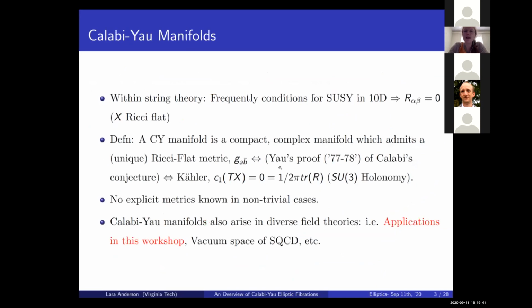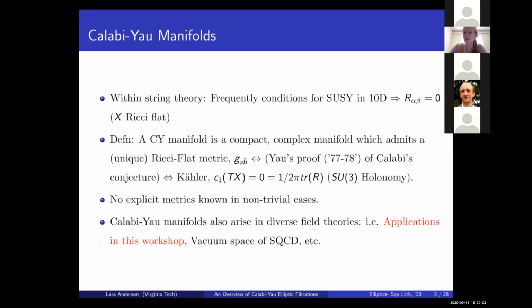Now, in today's talk, I'm going to focus on one particular type of background. This is by no means the only type of geometric solution that appears in string compactifications, but it is one that appears very broadly. And these are Calabi-Yau manifolds as solutions for the compact directions of string theory. So these frequently arise from supersymmetry conditions in 10D string theories.